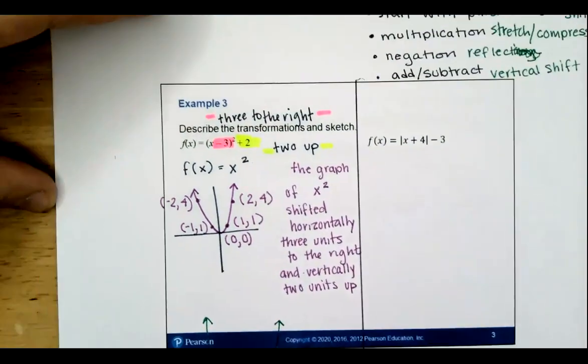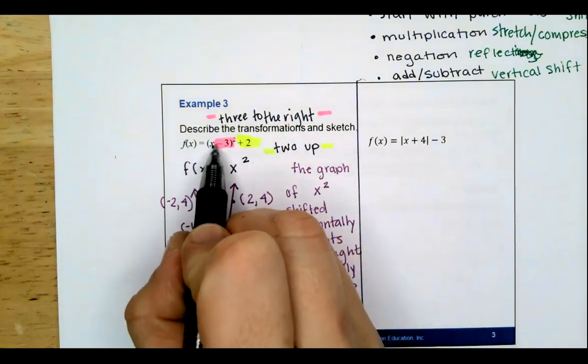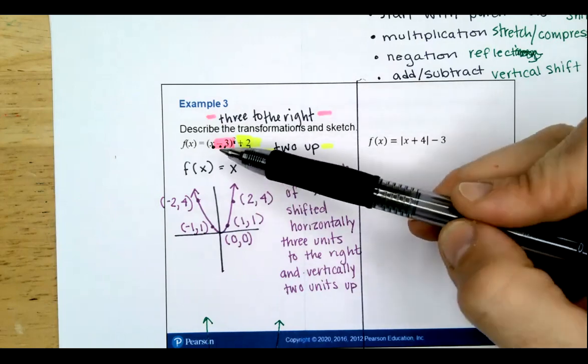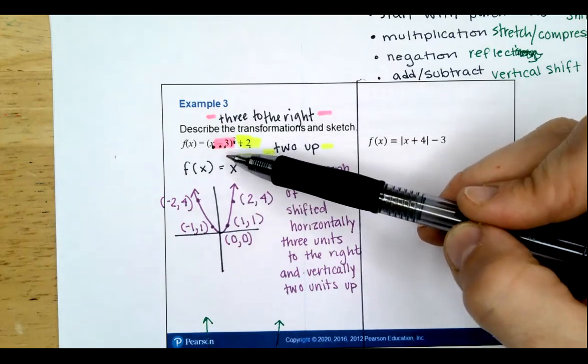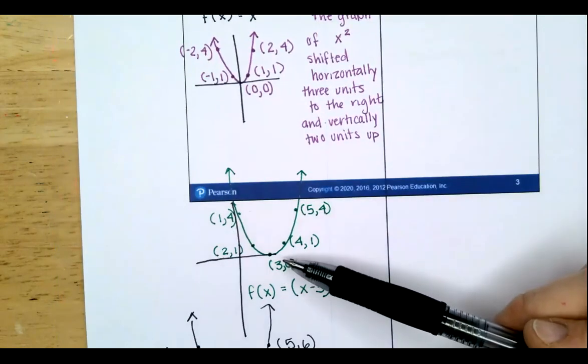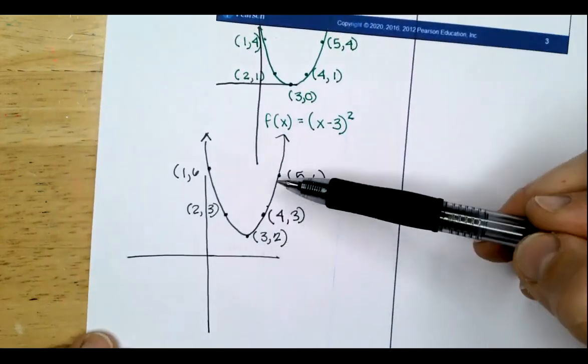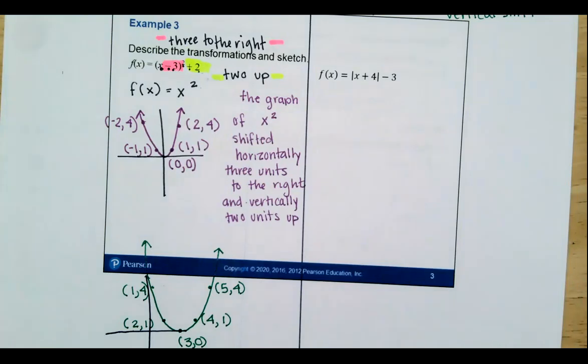All right, so that was f of x equals the quantity x minus 3 squared plus 2. I didn't mean to draw on that. The minus 3 caused us to move it 3 to the right. The plus 2 outside the parentheses caused us to move it up 2 after that, okay?